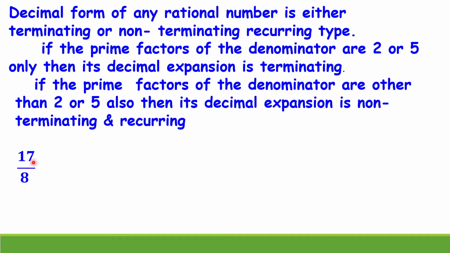recurring. For example, 17 over 8, or 17 divided by 8. Here, which is the denominator? 8 is the denominator. Then tell me the factors of 8. Here only 2 is the factor of 8, because 8 is nothing but 2 into 2 into 2. Therefore, the only factor of the denominator is 2. Therefore, the decimal expansion of 17 upon 8 is terminating.